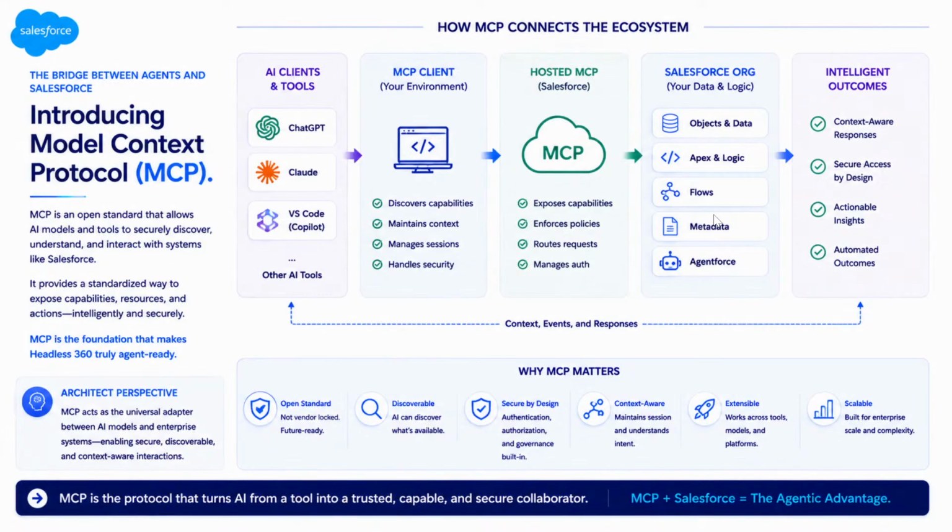Yesterday we were discussing what Headless 360 is. We spoke about some of the basics and tried understanding the architecture of Headless 360. We have spoken about Model Context Protocol, MCP, and this is how it actually works, right? So you have your AI clients, and then you have the MCP client here, a hosted MCP server for Salesforce, and then this connects to your Salesforce org, right?